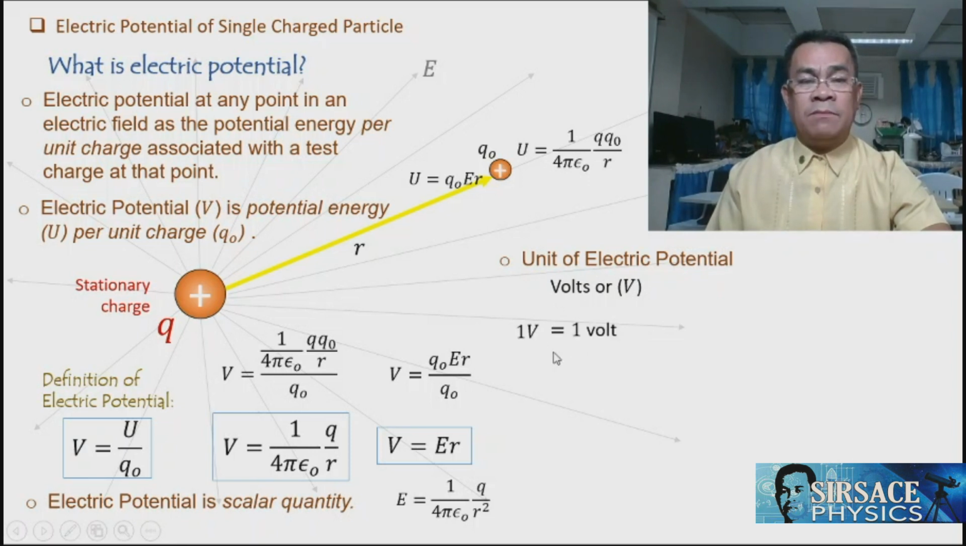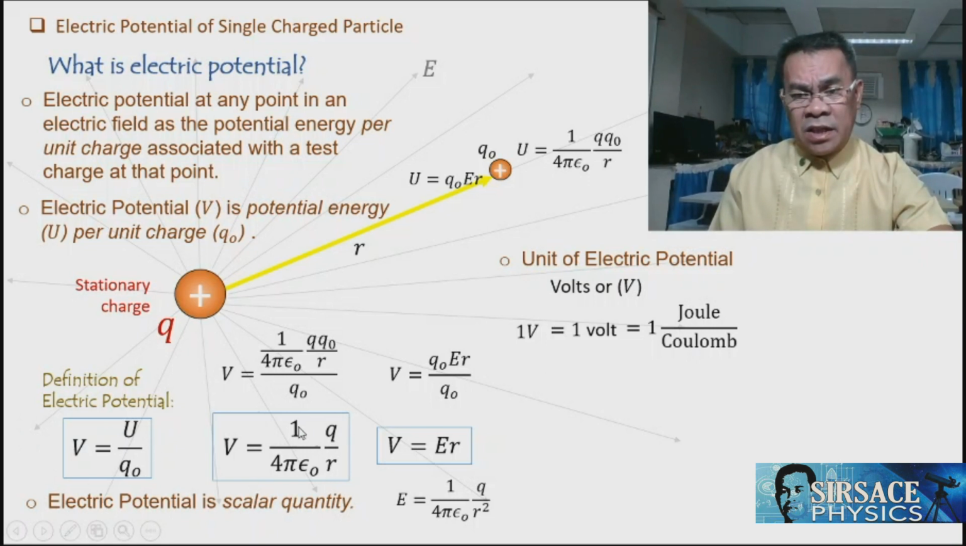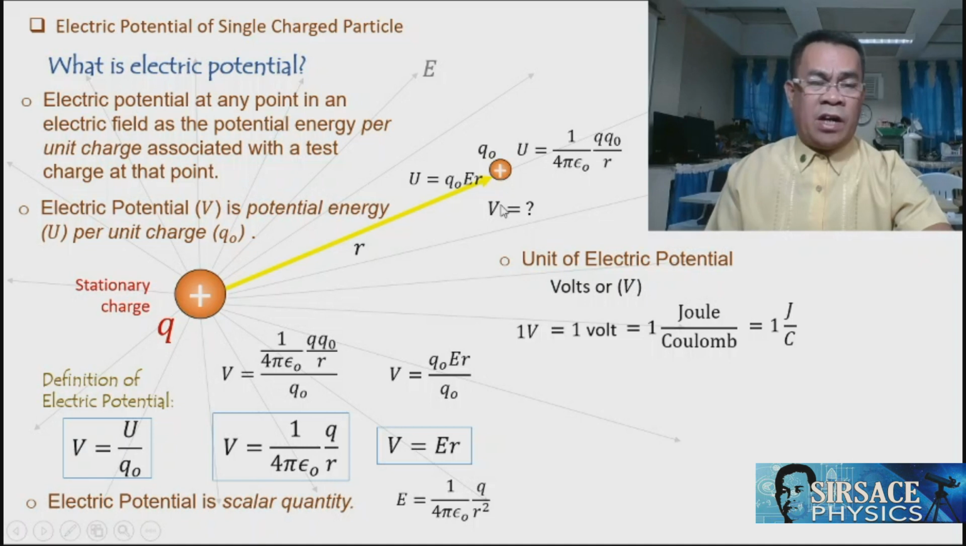So 1 volt, or 1 V, is equivalent to 1 joule per coulomb, because this is coming from the definition. When you examine this formula clearly, you will arrive at joules per coulomb, so this will be a unit of volt. Also this one, if you analyze the units clearly, you will arrive at joules per coulomb, and it is volt, because 1 joule per coulomb is equivalent to 1 volt, and vice versa.